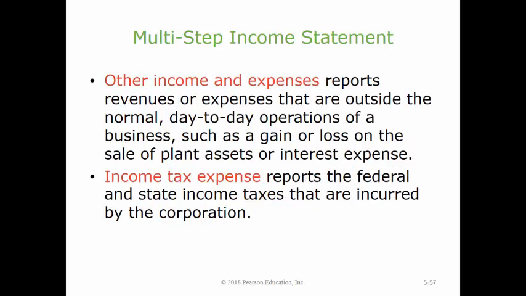After operating income, sometimes called income from operations, the next section of the income statement is other income and expenses. This category reports revenues and expenses that fall outside the business's main day-to-day regular operations. Examples include interest revenue, sales discounts forfeited, interest expense, and gains and losses on the sale of plant assets. These examples have nothing to do with the business's normal operations. As a result, they are classified as other items.